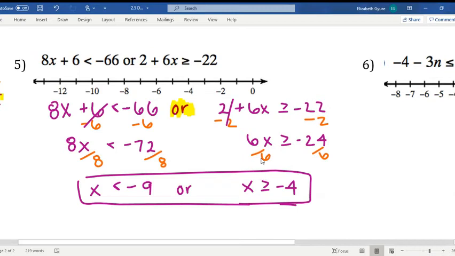You're correct. When you divide by a negative, the symbol switches, but the 6 though is positive. Right? If the 6 was negative, then yes, absolutely. Do you see the difference?